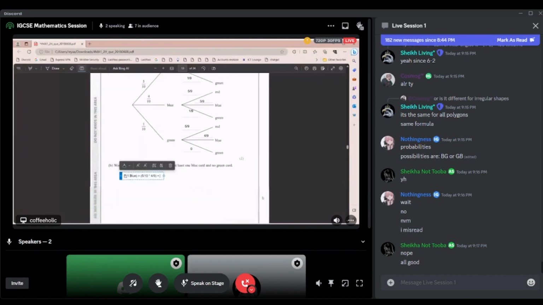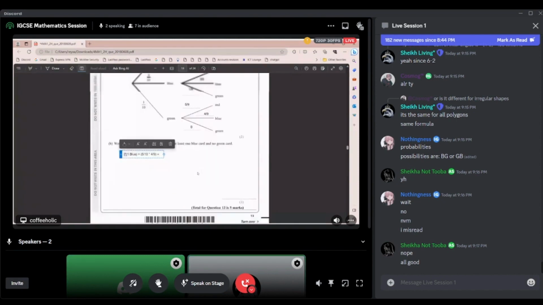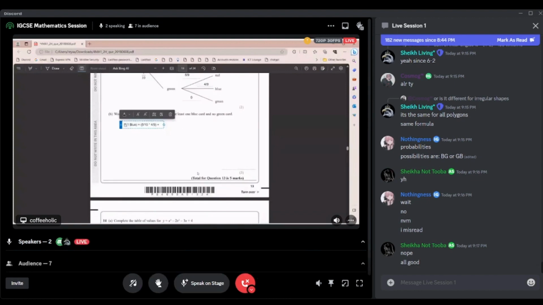So because you want at least one blue and no greens, the routes you can choose are red, blue; blue, red; and blue, blue; obviously not blue, green. And then that's all you can do. So you'd have 20 over 90 plus 20 over 90 plus 12 over 90, if you sum all three of those probabilities together, which should give you 52 over 90.